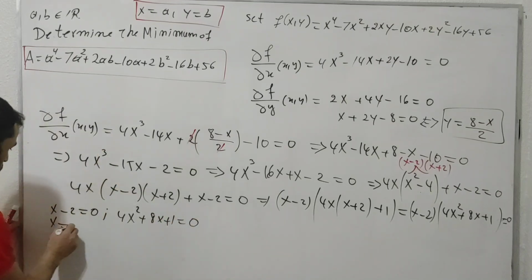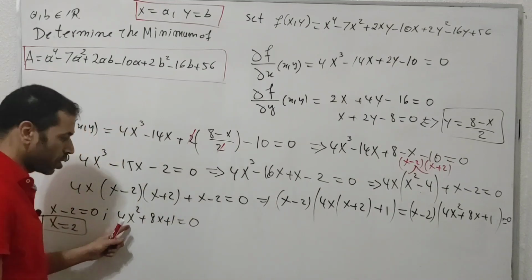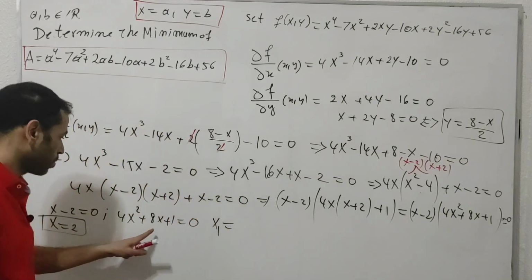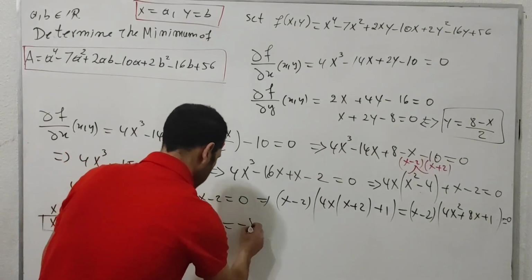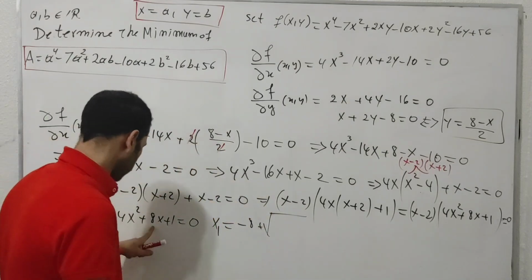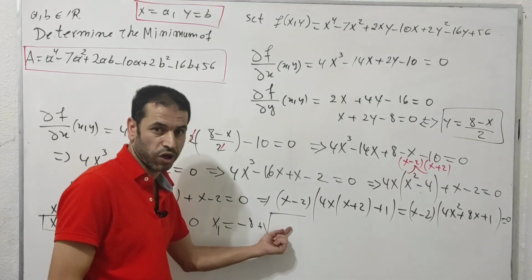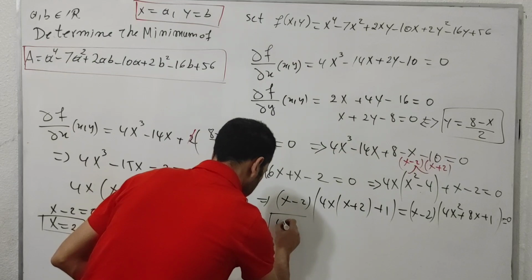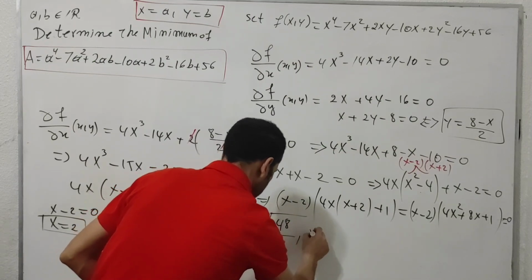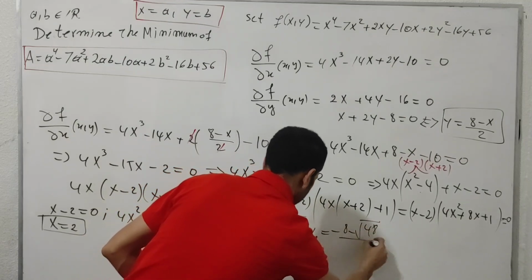This one is giving us x equals 2. I'm going to leave this one for later. So I'm going to work on this one now. This one will have the first solution x1 equals minus b, which is minus 8, plus the square root of delta, 8 squared, which is 64, minus 4ac, giving us 64 minus 16, which is 48. Square root of 48 is divided by 2, okay.